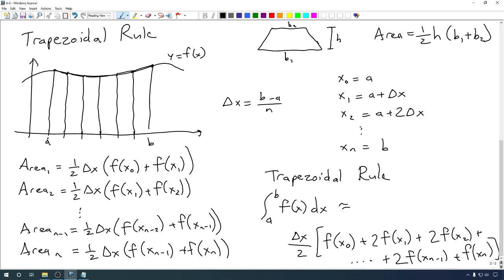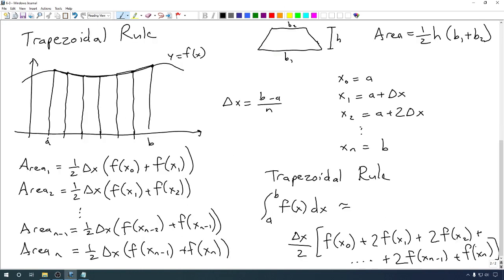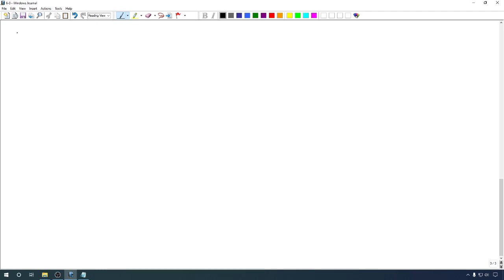That's kind of one of the things that makes it different from the midpoint rule. The other thing is that we're not using the midpoints of these intervals. That actually makes it a little bit easier to do. Instead of having to find all these midpoints and use those, we can just use the endpoints of our subintervals. Let's go ahead and see this in action, though.